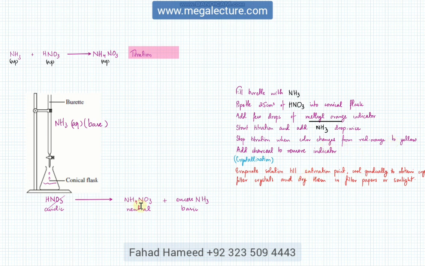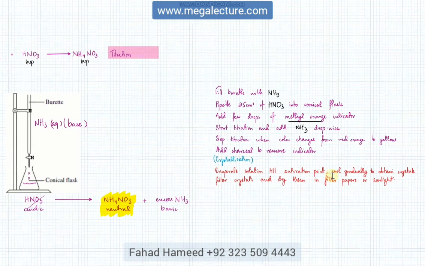Once the ammonium nitrate is formed, this ammonium nitrate has to be crystallized because it's also a soluble salt. So you need to crystallize this: evaporate the solution till saturation point, and cool gradually to obtain crystals. And you filter the crystals and dry them in filter paper or sunlight. And again, if you want extremely dry crystals, anhydrous, you use an oven to heat them.